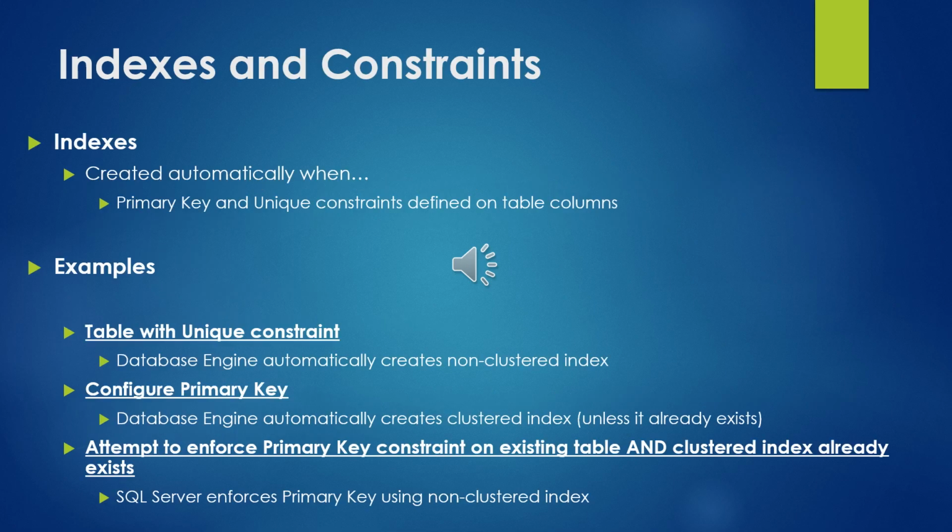Indexes are automatically created when primary key and unique constraints are defined on table columns. For example, when you create a table with a unique constraint, Database Engine automatically creates a non-clustered index. If you configure a primary key, Database Engine automatically creates a clustered index, unless a clustered index already exists. When you try to enforce a primary key constraint on an existing table and a clustered index already exists on that table, SQL Server enforces the primary key using a non-clustered index.